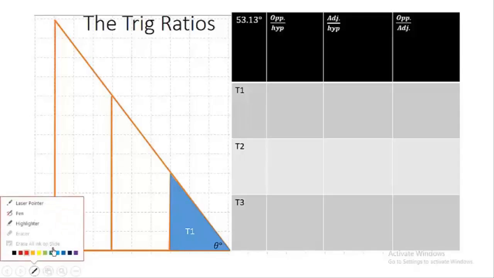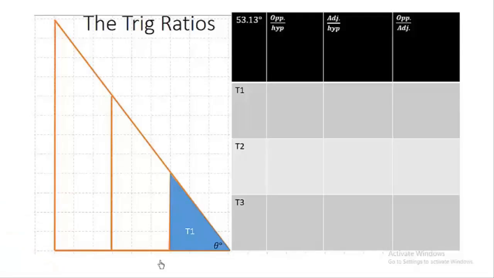Then now let's measure the size. So each box is 1 unit. So this is 1, 2, 3. So this is 3 centimeters. Then we measure this side 1, 2, 3, 4. So this is 4 centimeters.